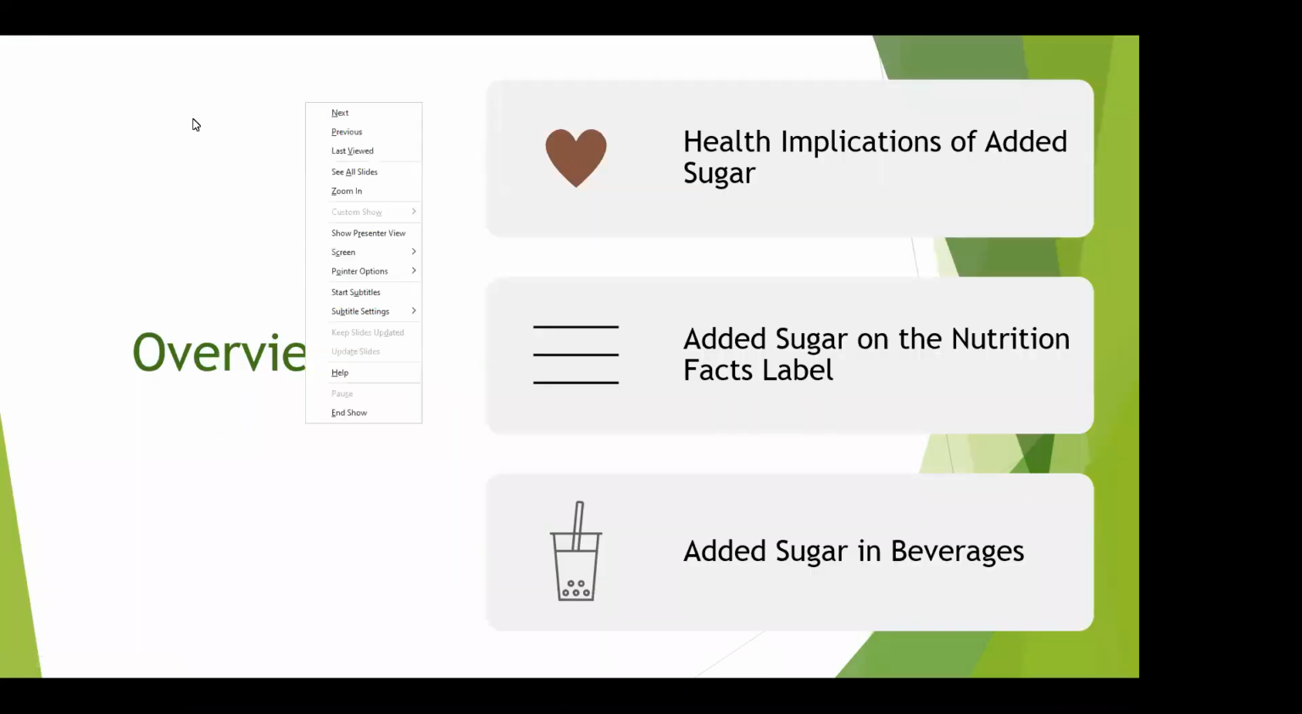Okay, so the overview of what we're going to do today is talk about the health implications of added sugars. We're going to talk about added sugar on the nutrition facts label, how to really use that label as an important tool to reduce your added sugars. And then also we're going to talk about the added sugars in your beverages and, like I mentioned, some healthier alternatives.